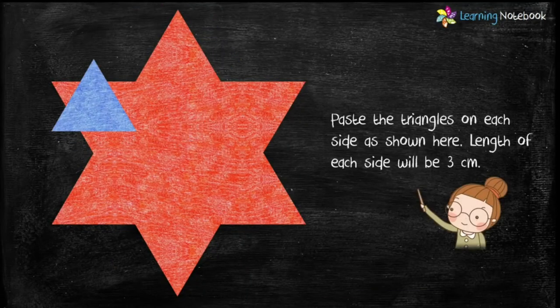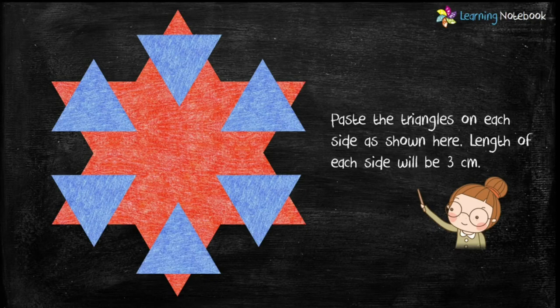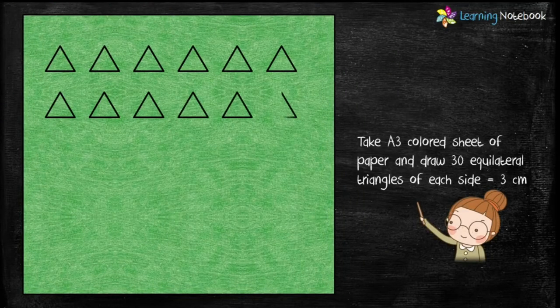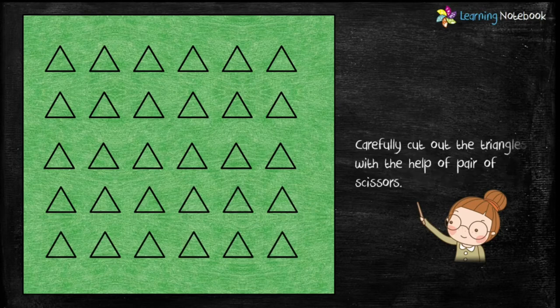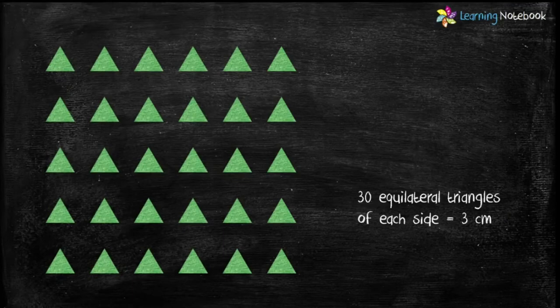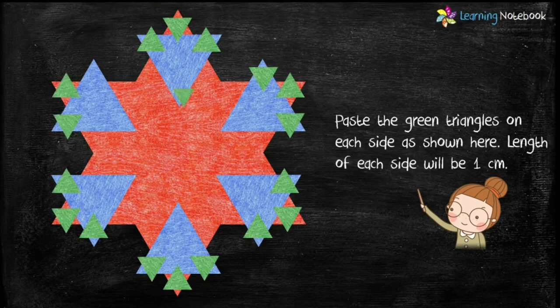Students, now paste these blue triangles on middle of each side of the red star as shown here. You will notice that length of each side of the snowflake is now 3 cm. Next, take another A3 colored sheet of paper and this time draw 30 equilateral triangles of each side equals to 3 cm. Then carefully cut out these triangles with the help of pair of scissors. So students, we have got 30 equilateral triangles of side 3 cm. Next, paste these green triangles on the middle of each side of fractal snowflake as shown here. You will find that length of each side of the snowflake is now 1 cm.